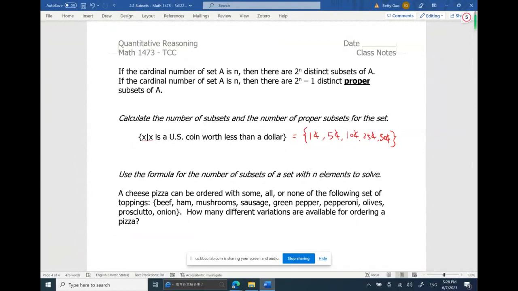One, two, three, four, 5. Yeah, the cardinality is 5, right? The set has 5 different elements. Then how many subsets does this set have? 2 to the power of n, 2 to the power of 5, 32, right? And how many different proper subsets? Minus 1, 31.